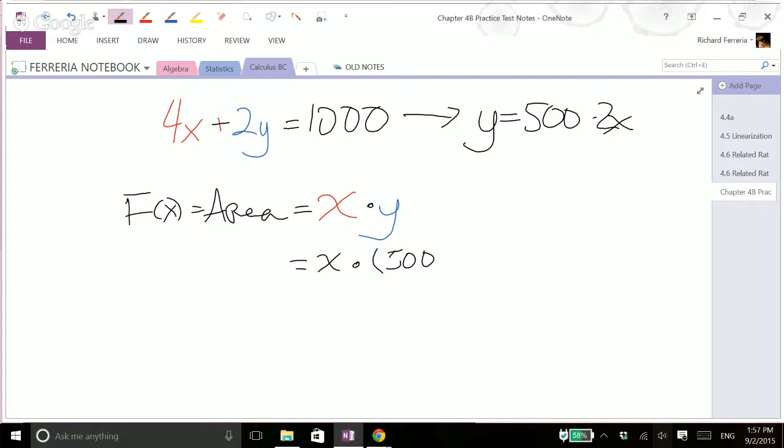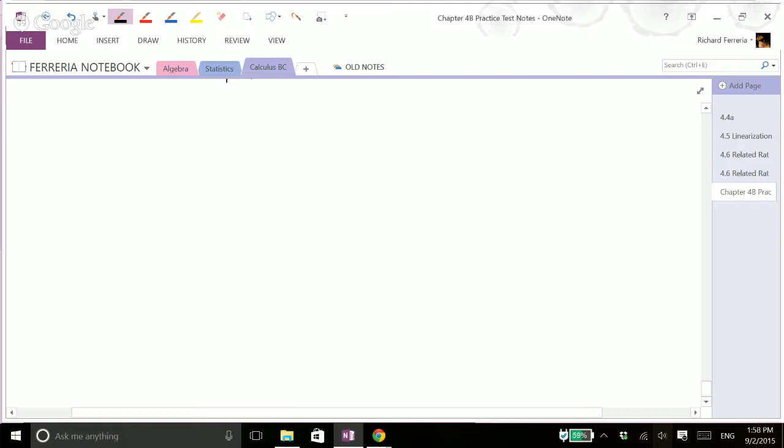500 minus 2x. You want to distribute? 500x minus 2x squared. Okay. So now we're going to maximize the area, right? Maximize.